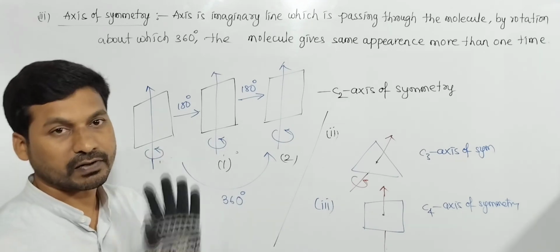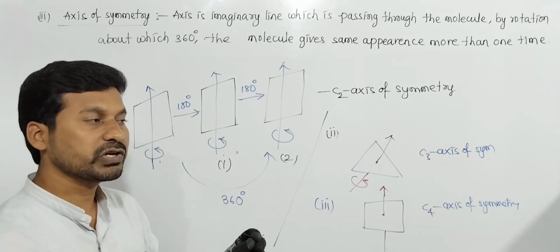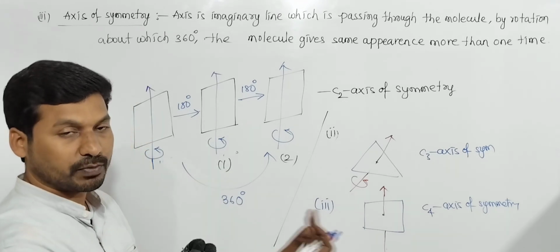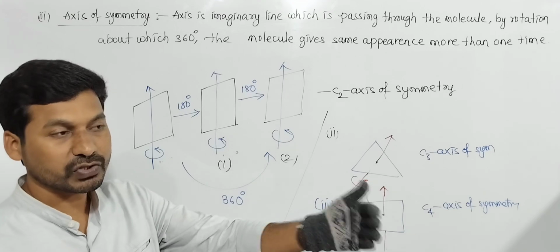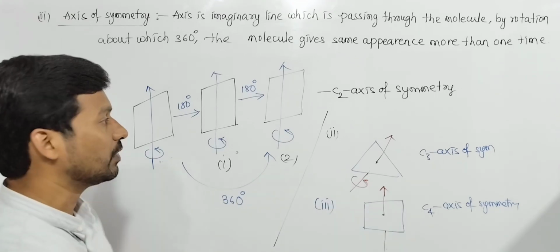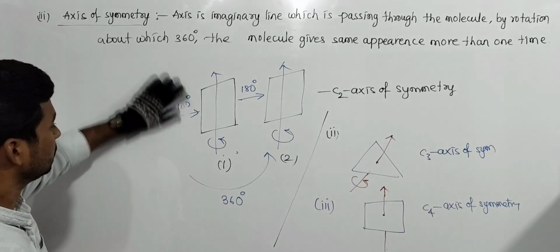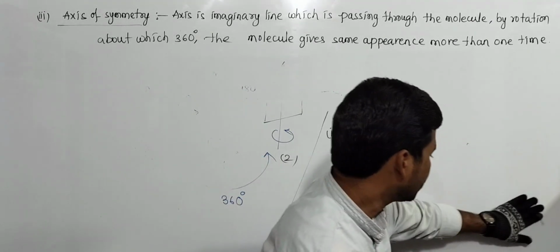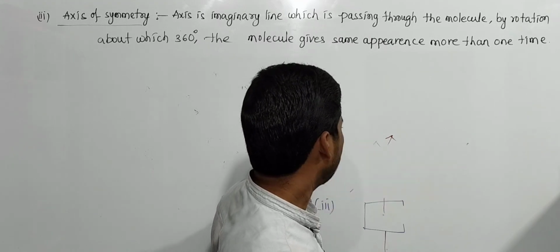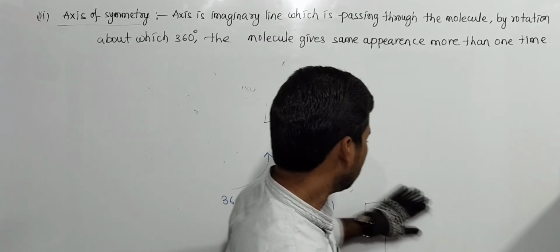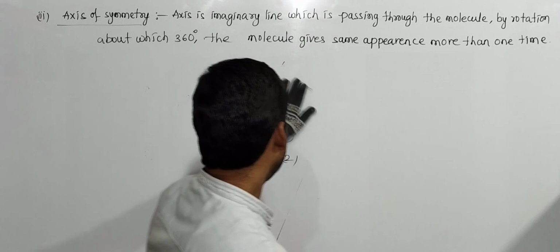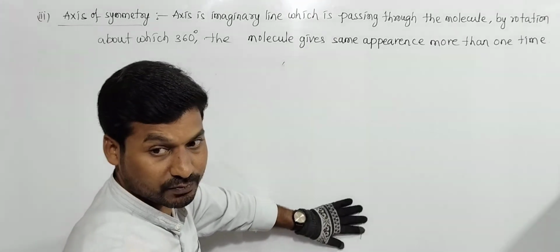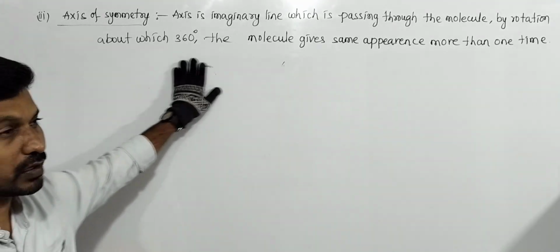Molecules should not contain any elements of symmetry: plane, axis, or center of symmetry. The molecule should contain at least one chiral carbon atom, and its mirror image should be non-superimposable. That is the third point. What is a chiral carbon? When a carbon atom is directly attached to 4 different atoms or groups, that is called a chiral carbon.